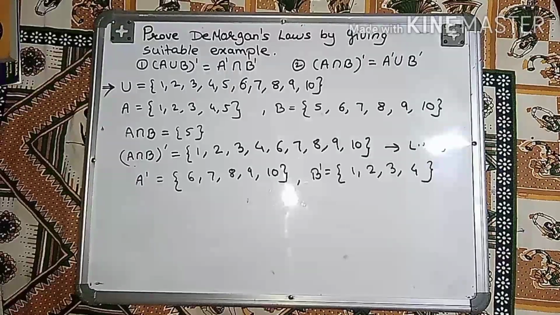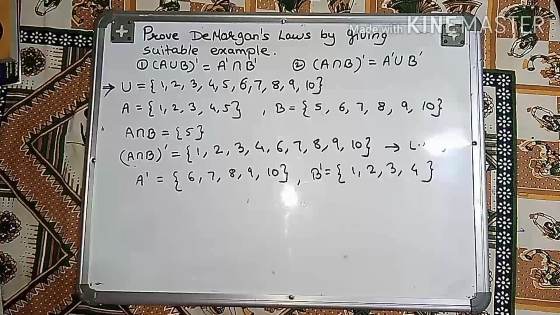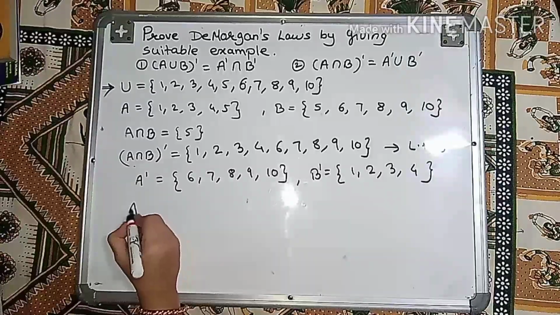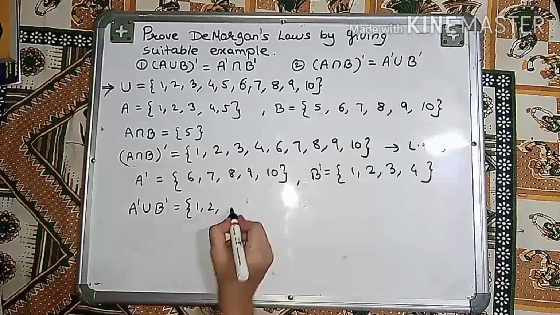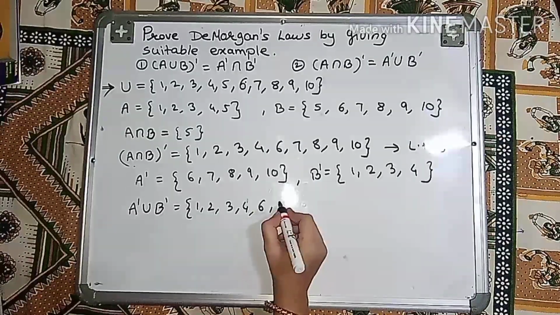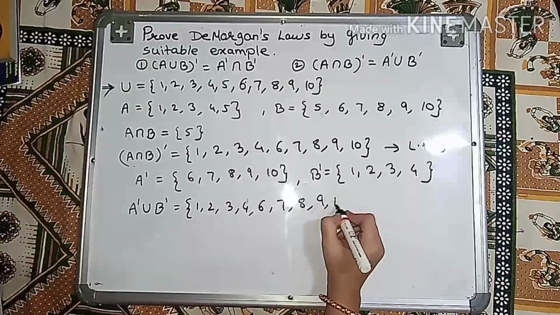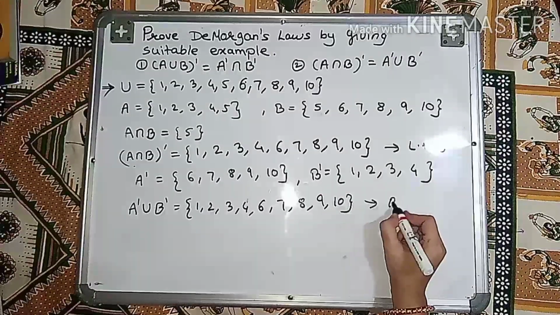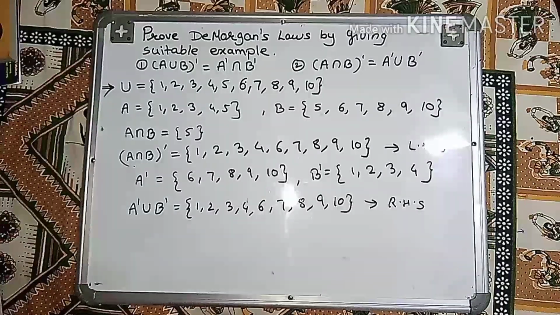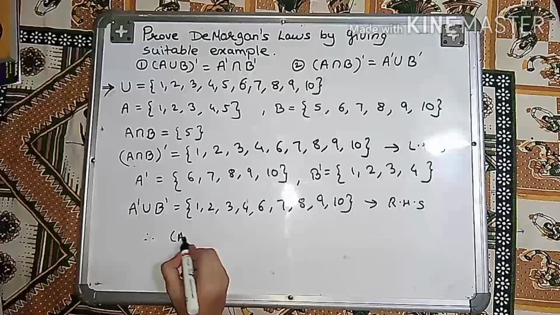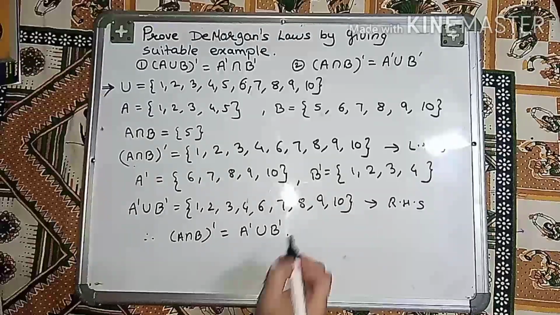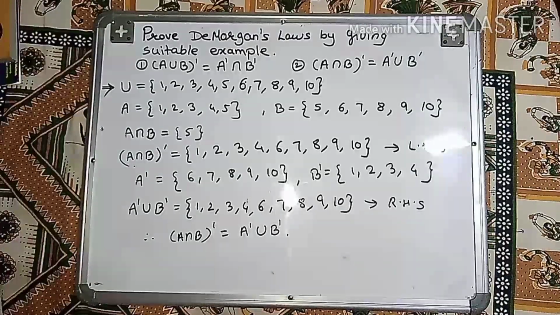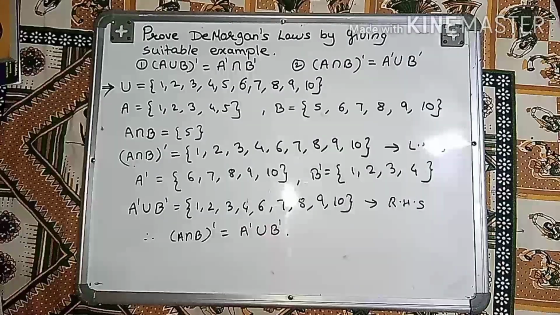So now what we have to do is take the union. So what will be A dash union B dash? 1, 2, 3, 4, 6, 7, 8, 9 and 10, which is equal to the RHS. So what we get? Therefore, (A intersection B) dash is equal to A dash union B dash. So here we proved both De Morgan laws.